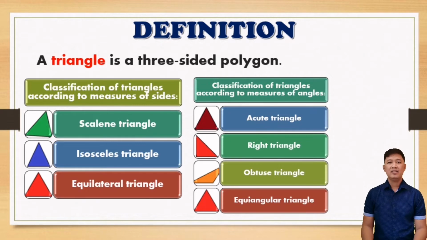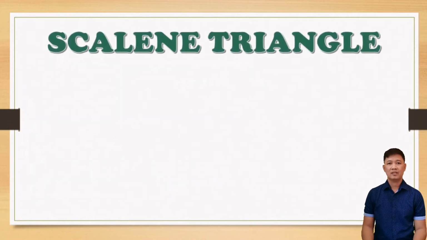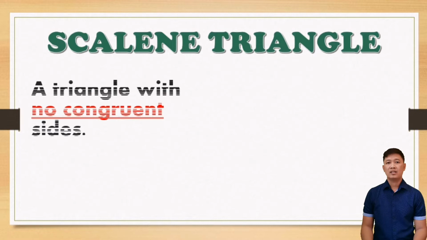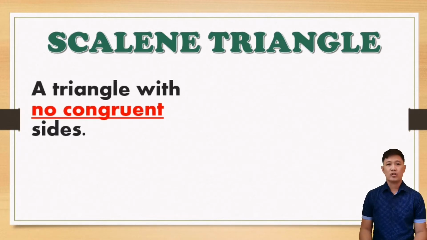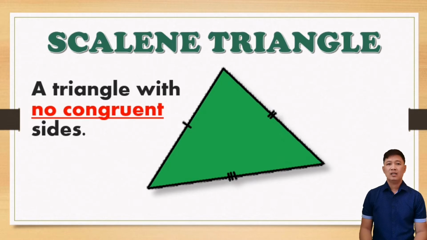Let's begin with the scalene triangle. A scalene triangle is a triangle with no congruent sides. Based on the picture, we have a triangle whose three sides are of different lengths. This is an example of a scalene triangle.